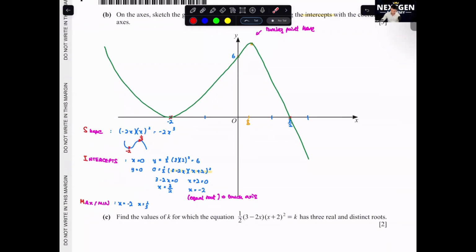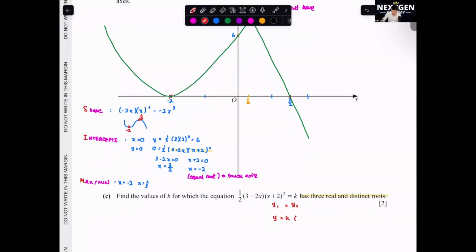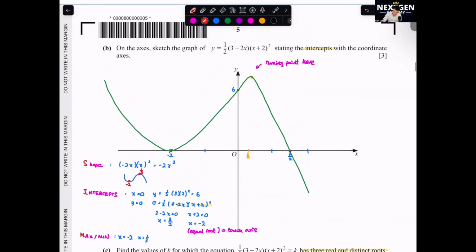Find the values of k for which the equation half 3 minus 2x, x plus 2 square equals to k has three distinct roots. Okay, what is the k value? When we refer to k value, means y is equals to k. So we can interpret this as y1 equals to y2. Y equals to k is a horizontal line. So where exactly when we draw a horizontal line, we will get three solutions? That's the question.